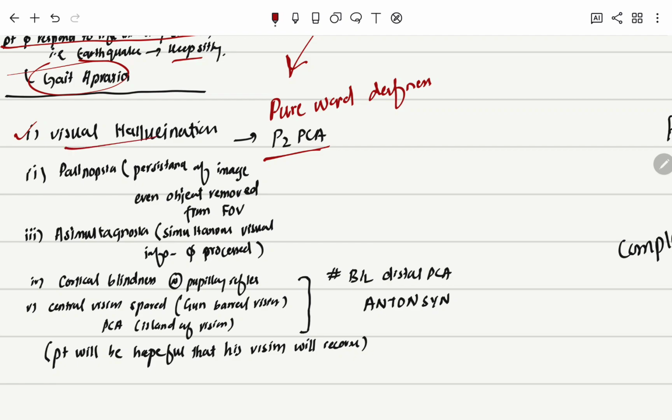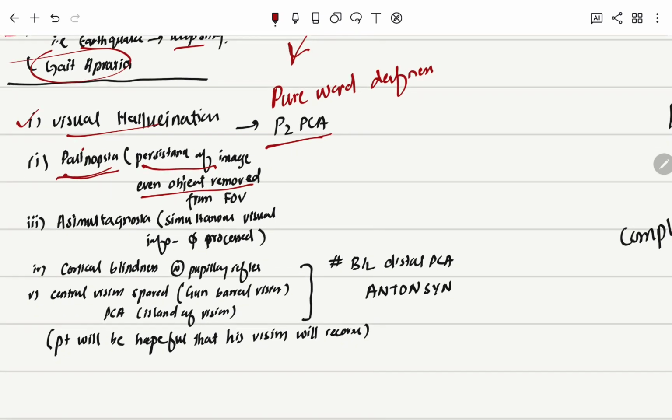Another thing is that the patient might have the feature called palinopsia. Palinopsia means persistence of an image even when the object is removed from the field of vision. We show an object to the patient, then we remove it, and there will be persistence of that image. That is called palinopsia, and it is a feature of occipital lobe damage.